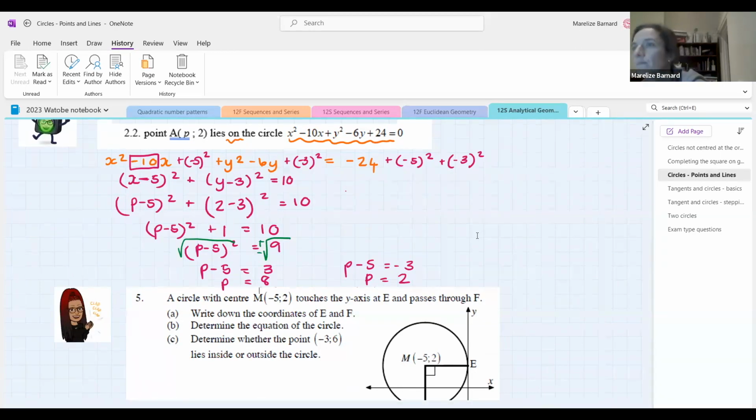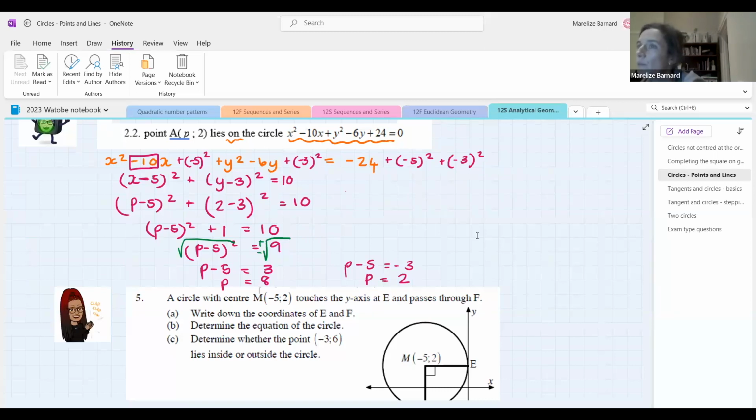Ma'am, can you explain this to me again? Okay, which part? Okay, I got the part about completing the square, but how to find the value of P? I'm not sure if I got that.